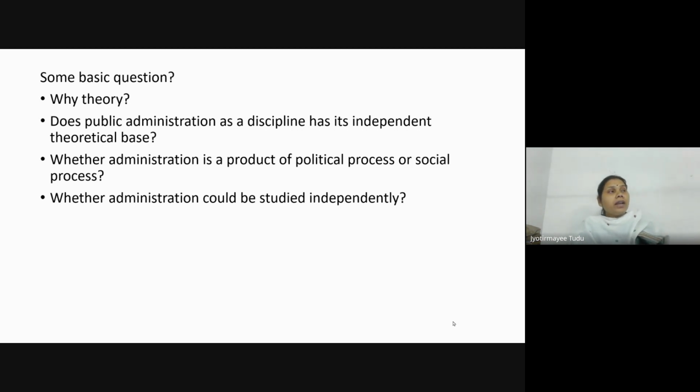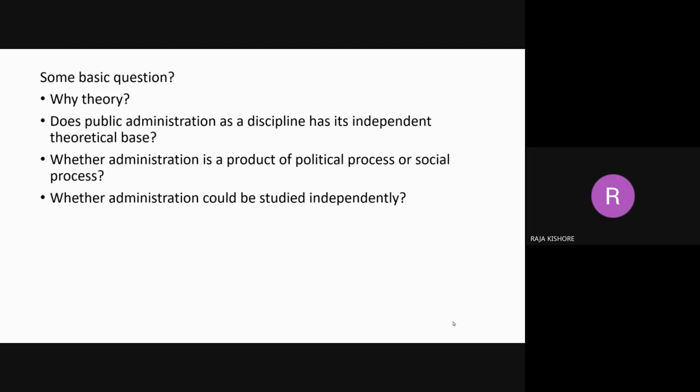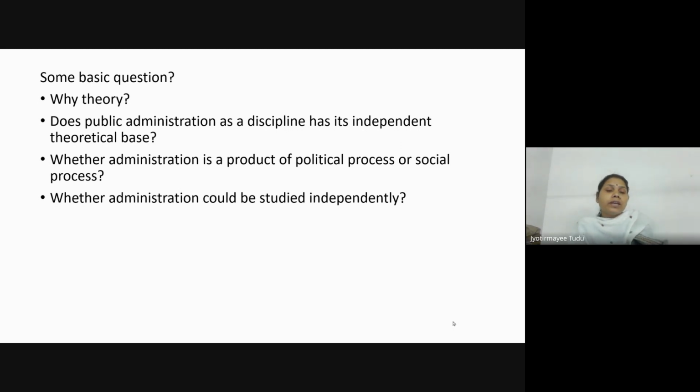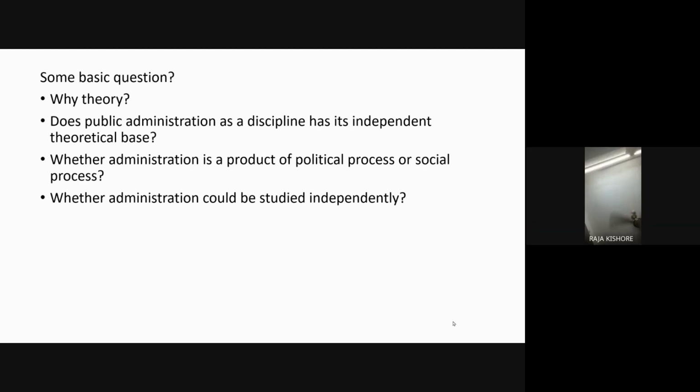But while we are coming to the question of whether administration could be studied independently, here we are exploring those scholarly writings which talk about how public administration could be studied independently. Generally we begin with, in the mainstream literature, whatever texts are available till now, they say that public administration as a discipline is very much associated with the initiatives by the United States of America. So whatever literature is mostly available in the mainstream domain relating to public administration and its theorization is basically American initiative in nature.